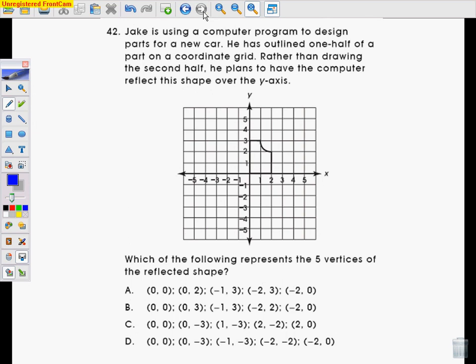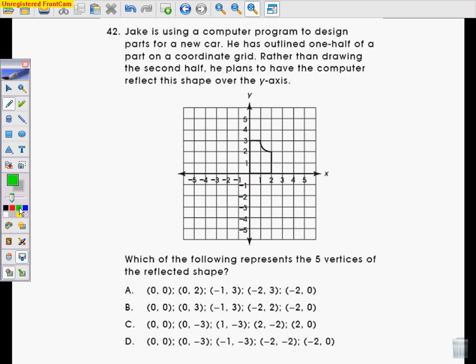Jake is using a computer program to design parts for a new car. He has outlined one half of a part on a coordinate grid. Rather than drawing the second half, he plans to have the computer reflect this shape over the y-axis. Which of the following represents the 5 vertices of the reflected shape? So let's go ahead and just reflect it. Remember, reflecting something is going to make it look exactly like the mirror image of the original figure.